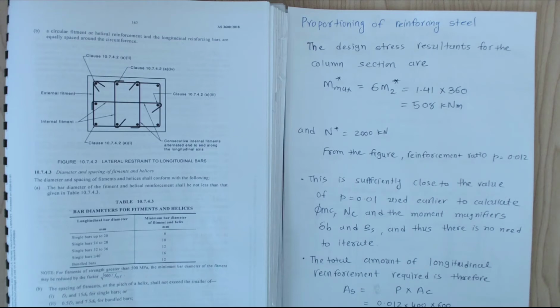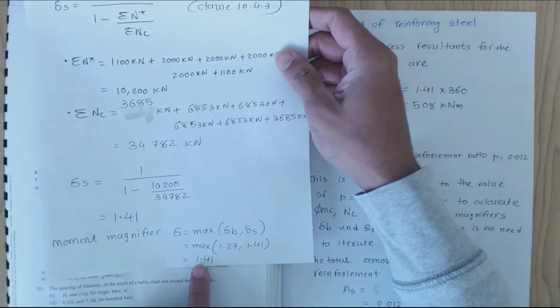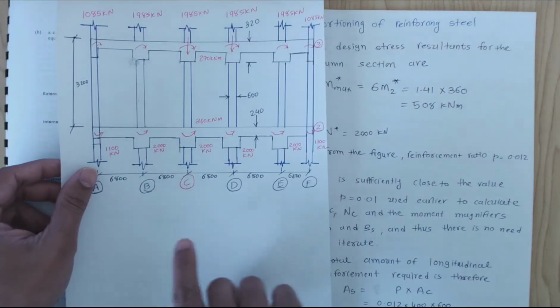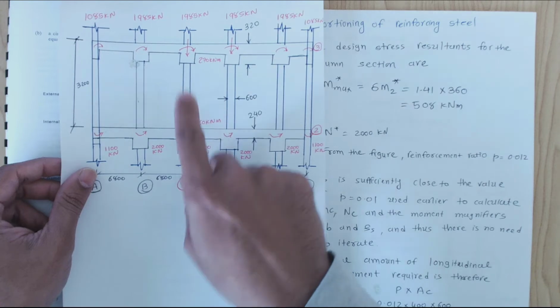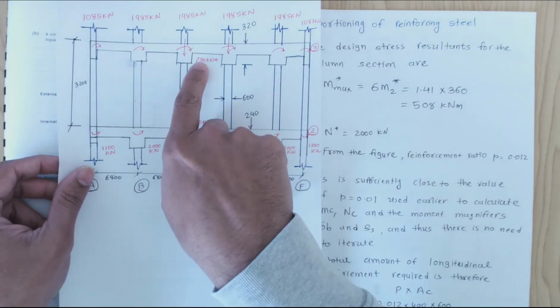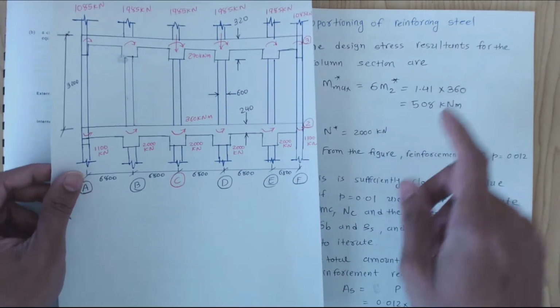I can show it to you. In the last video we looked at the moment magnifier 1.41 and M2*. If you go back to the definition of M2*, it is the maximum moment subjected in the column ends. So we have 270 kilonewton meters and 360 kilonewton meters. We are taking 360 kilonewton meters.